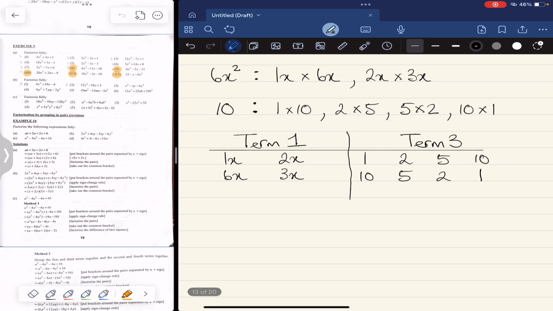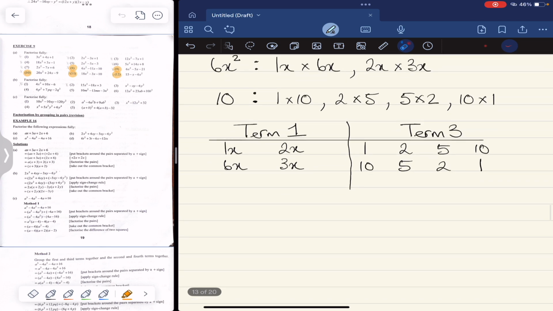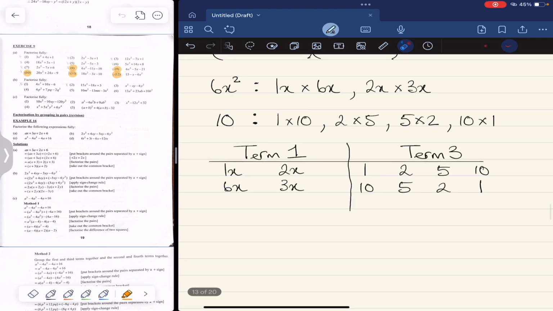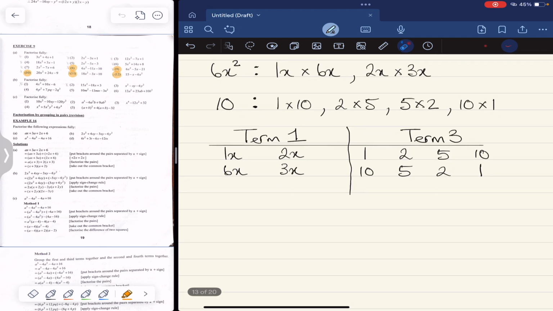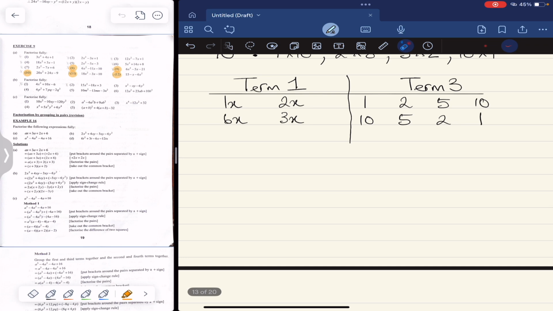So what we're going to do now is look at which combination from term 1's column and term 3's column is going to give us the middle term. Okay, we're looking for that 11x. The purpose of this entire exercise is to fill these brackets with the correct factors. So we are going to use the options under term 1's column and pair them up with the columns under term 3, and we are going to do that by using what we call cross multiplication or cross product.